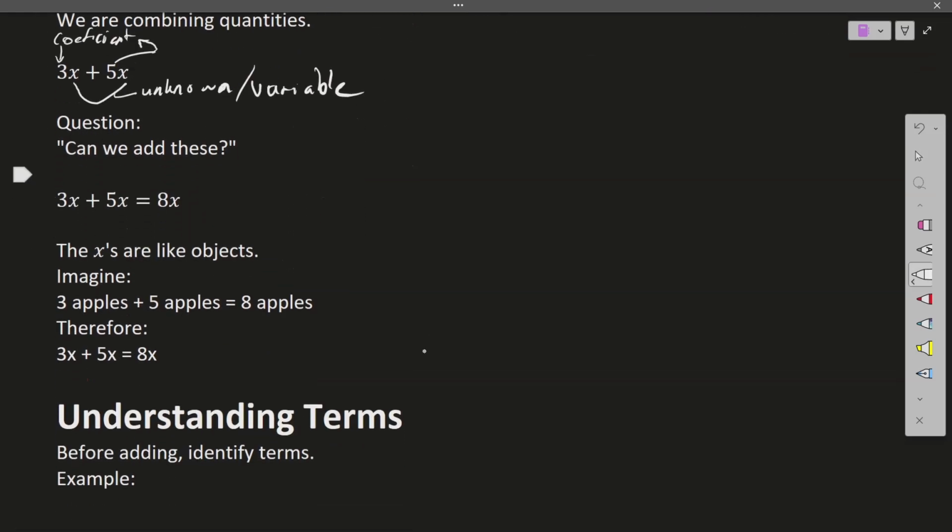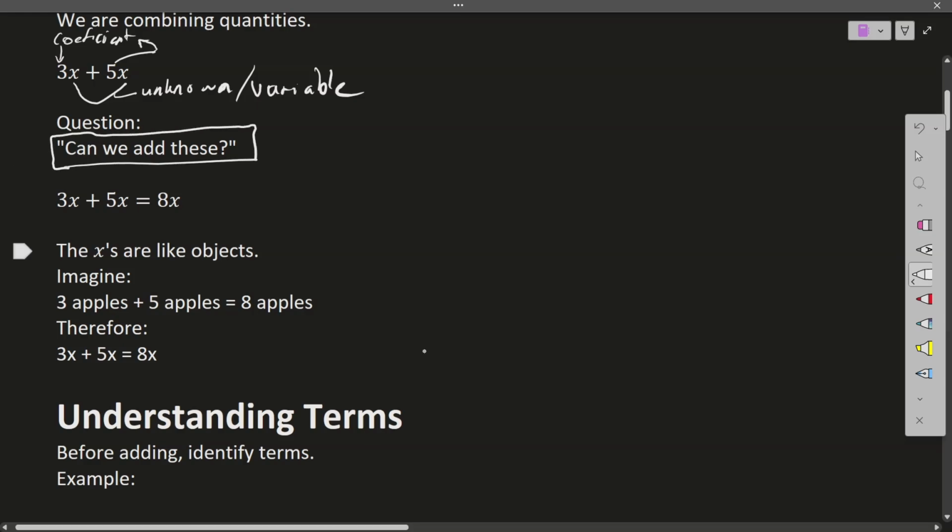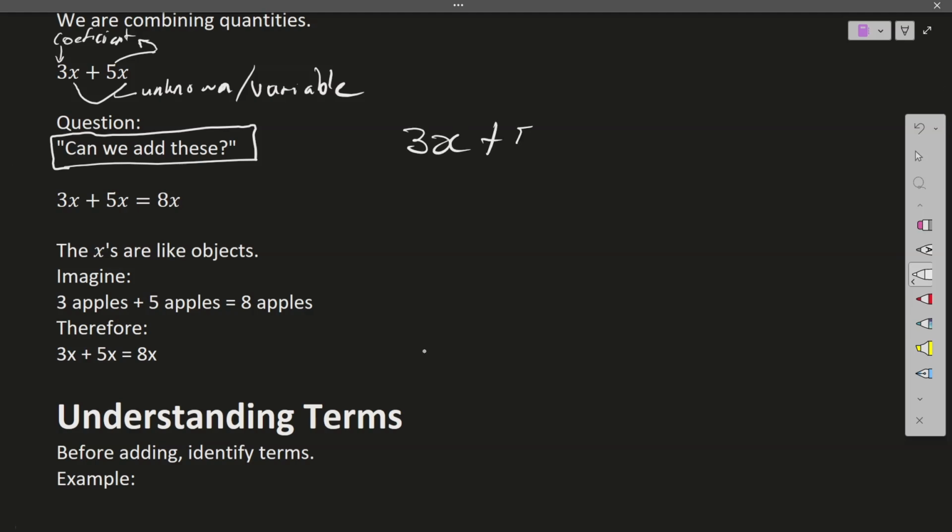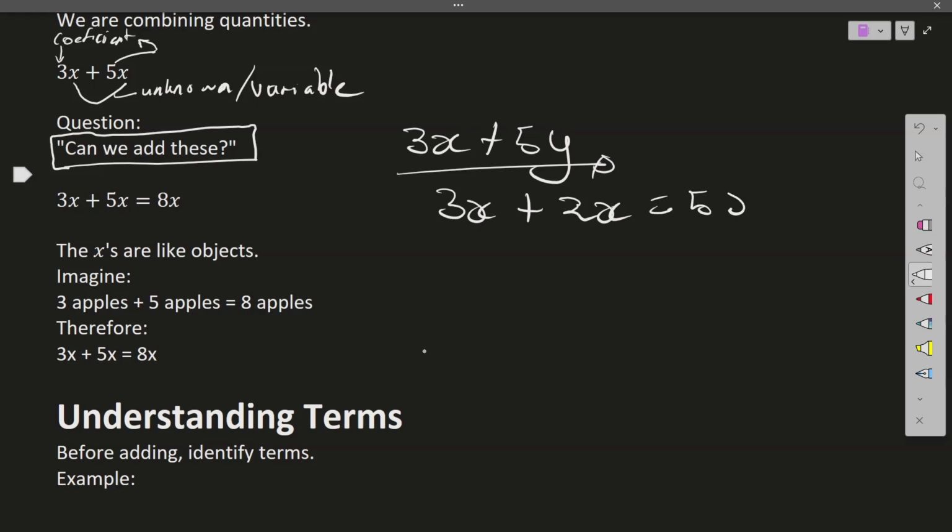Okay, question. Now, can we add this? So that is the question you have to start with. Whenever you see an algebraic expression, can you add this? So you might be given something like 3x plus 5y. So if this is a final expression, you must leave it like this. Okay, but now if you have 3x plus 2x, that is equals to 5x. So what changed here?